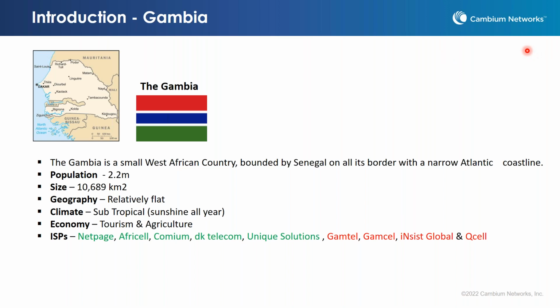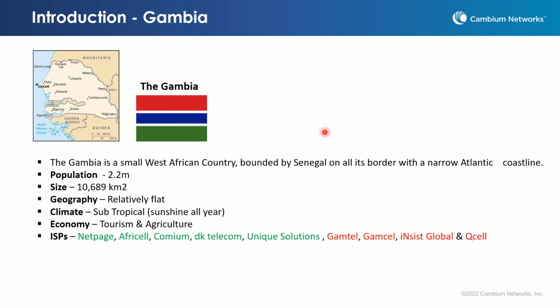The climate is subtropical. We have sunshine all year round. The economy is based on tourism and agriculture. We have about 9 ISPs in the country, of which Cambium is servicing 6. That's about 67% of the total ISPs in the Gambia. So basically, that's a short introduction of Gambia.